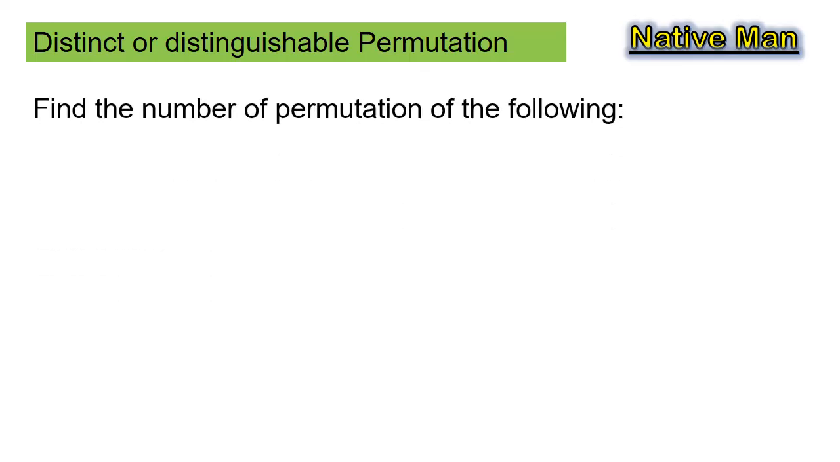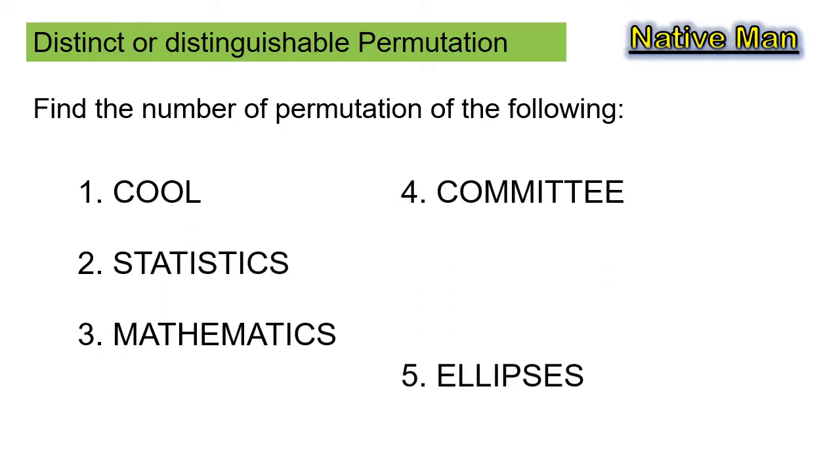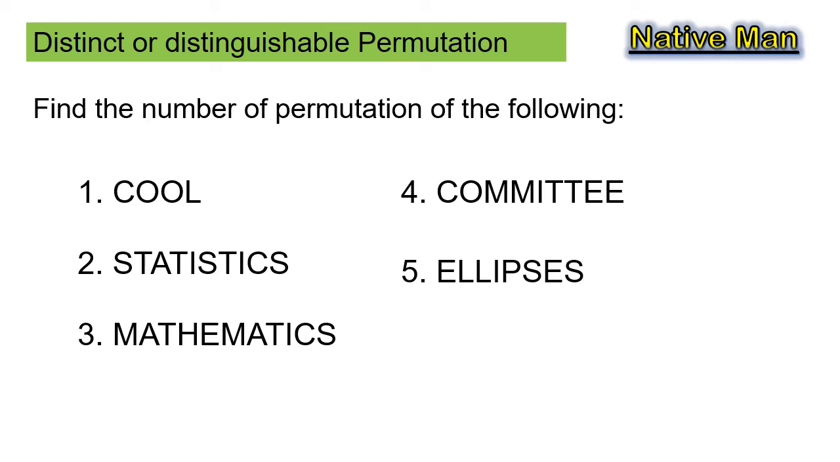Okay, so these are the words that we're going to find its distinguishable permutation. Number 1 is COOL, school, statistics, mathematics, committee, ellipsis. So, yan po, step by step po, ituturo ko sa inyo on how to find its distinguishable permutation.